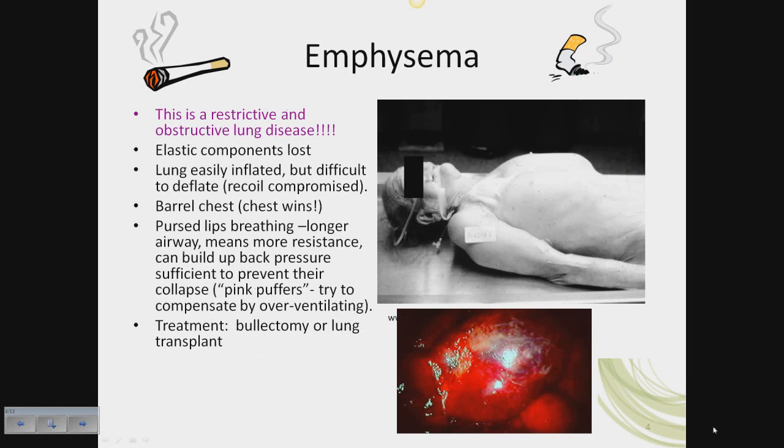Now I'd like to tell you about the pink puffers, referring to patients with emphysema. They are also referred to as fighters, and the reason why they call them fighters is because emphysemic patients can overcome the drop in pressure. They have to create more pressure to bring air into and out of the lungs. So let's look at emphysema and why they're called pink puffers.